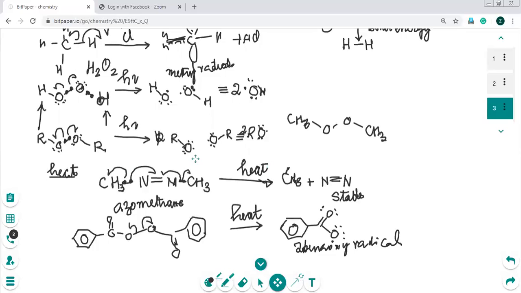Thermolysis by application of heat. So thermal homolysis. You can say this is thermal homolysis. Homolysis, you know what is homolysis. That is breakage of a bond to form radicals to either side. This is what is called homolysis. Under thermal condition you can do this. Similarly, you can have this.